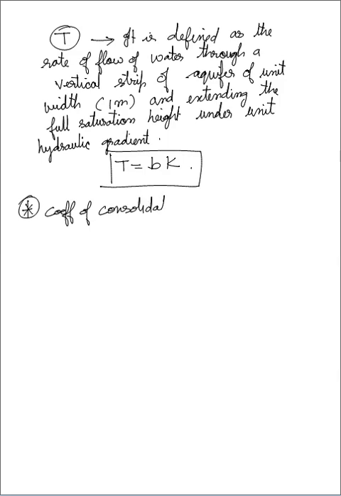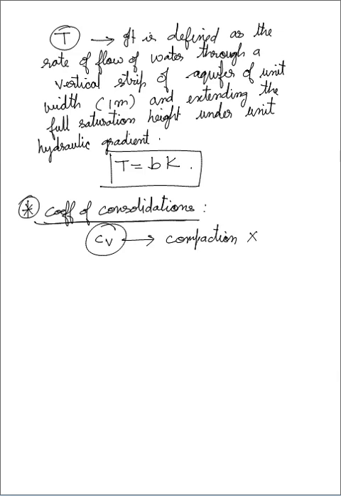See, these things are given in your books, but the most frequently asked questions are covered in this 10-minute series. And I will be explaining you all the important formulas. So you can note down all these things. Coefficient of consolidation is denoted by CV. Now see, what is the unit of CV? Basically consolidation consists of two things. One is compaction and another thing is permeability, because the water needs to be drained out.